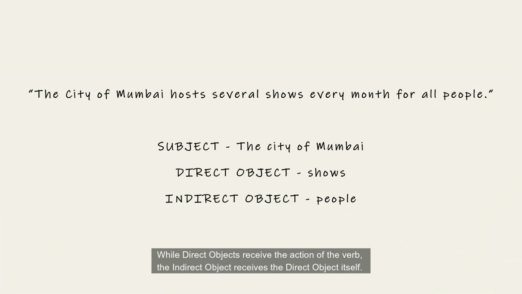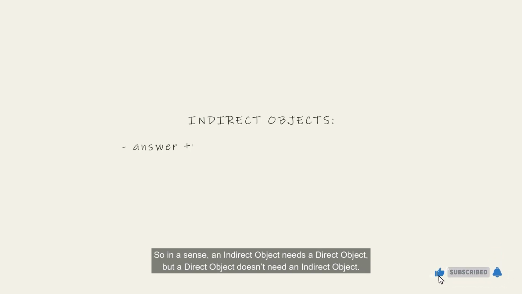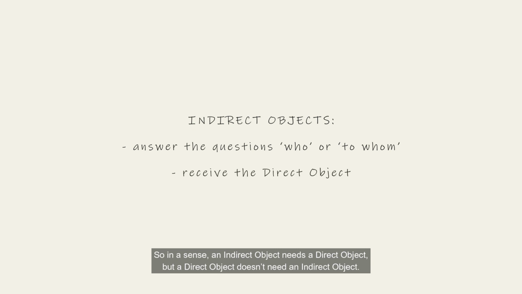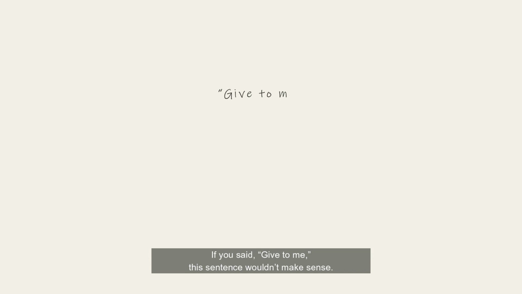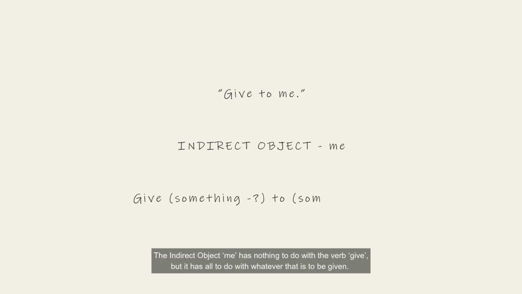While direct objects receive the action of the verb, the indirect object receives the direct object itself. So in a sense, an indirect object needs a direct object, but a direct object doesn't need an indirect object. If you said, give to me, this sentence wouldn't make sense. That's improper English out and out. The indirect object, me, has nothing to do with the verb give, but it has all to do with whatever is to be given. This sentence is hence incomplete. The word give has to have something after it, anything that can then be received by the indirect object, me.